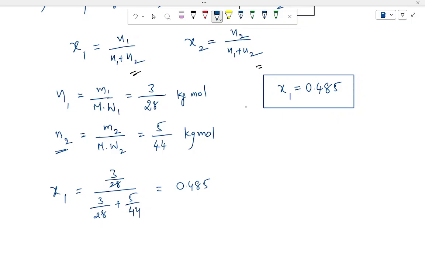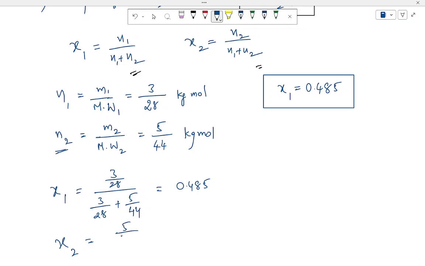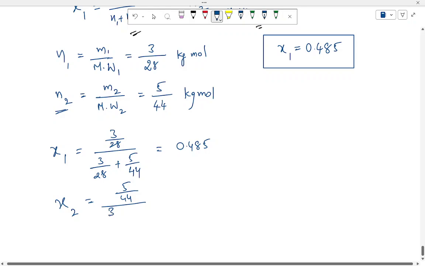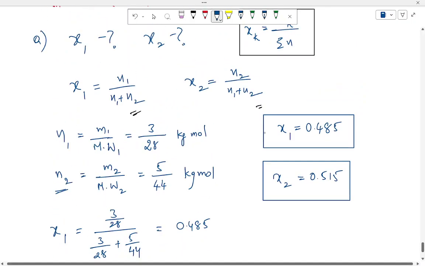So you are done with finding x1, and you should also find out x2. For finding x2, n2 by n1 plus n2, that will be 5 by 44 in the numerator divided by 3 by 28 plus 5 by 44, that is n1 plus n2. That will give you a value of 0.515. So you are able to find the x2 also now, that is 0.515. So the first part of the question, which asks you to find the x1 and x2, is done.